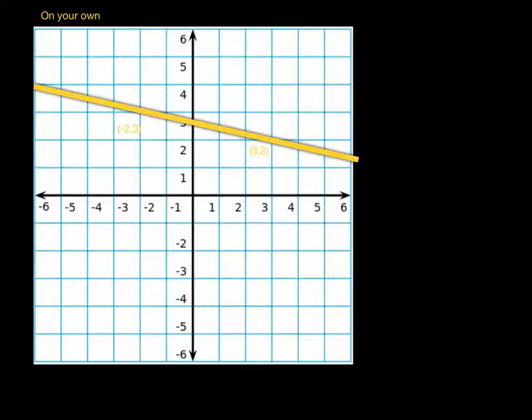Okay, if you did this one, I'm going to do the run first. I don't know why, but I just do. You start here at one point and go 1, 2, 3, 4, 5 over. So you should have 5 as your run, and your rise should be over here, I'm sorry, down 1. So since we go down 1, we need to put a negative. So you should have a negative 1/5 as your slope.